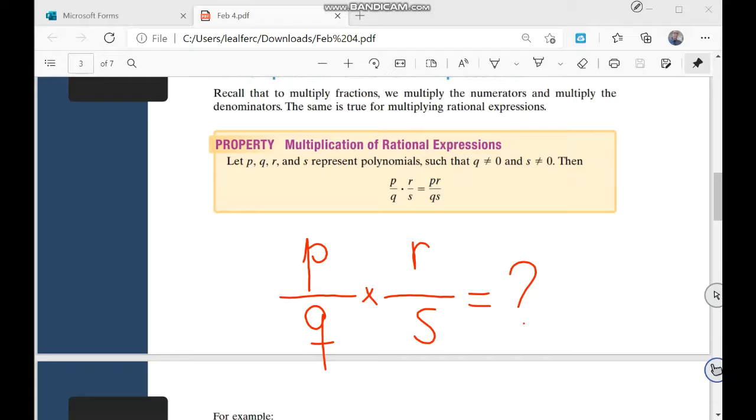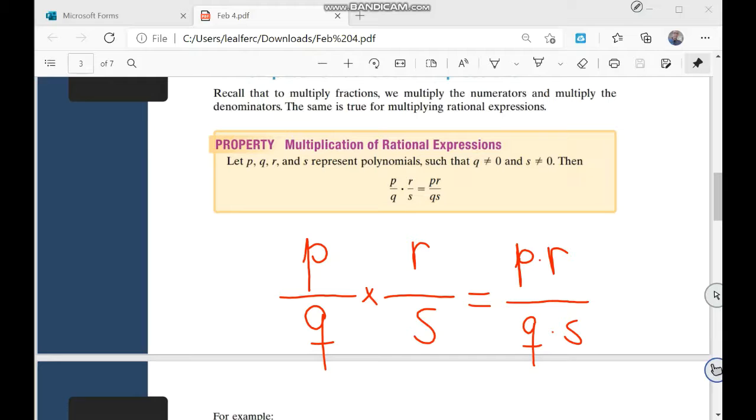We will represent as, draw here a long line, okay? On the top of this line, as the numerator, you're going to use the multiplication of each one of the numerators. So we have p and r, p times r. On the bottom of the line, we will fill out with the multiplication of all the denominators. So q times s. This is how we work multiplication of rational expressions.